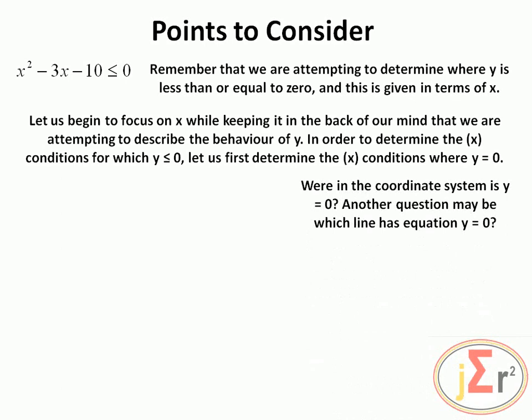Where in the coordinate system is y equal to 0? Another question may be then, which line has equation y is equal to 0? That is our line, the x-axis, of course. So y is equal to 0 is the equation of the x-axis. So then, if we are going to ask where in the coordinate system is y equal to 0, y is equal to 0 at every single point on the x-axis.